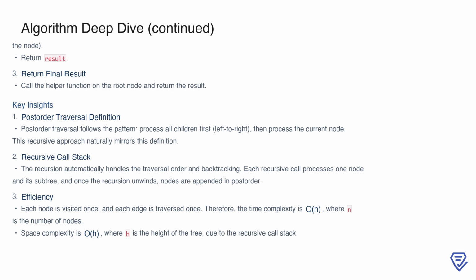In terms of efficiency, the algorithm is highly optimal. Each node is visited exactly once, and each edge in the tree is traversed exactly once, giving us a time complexity of O(n), where n is the total number of nodes in the tree. The space complexity is O(h), where h is the height of the tree, because the recursive call stack grows with the depth of the tree.